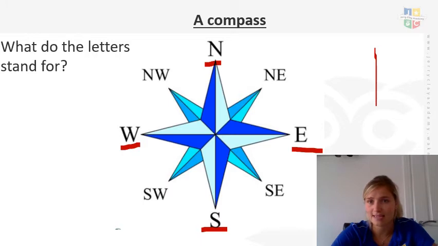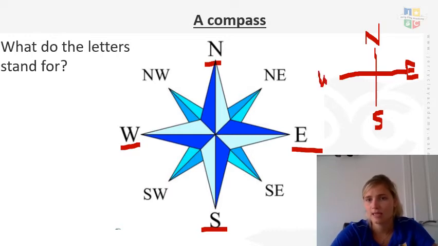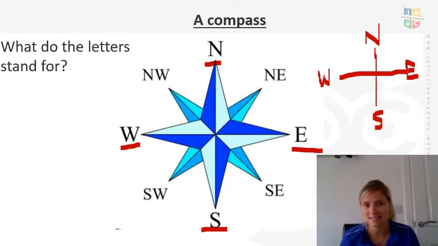So it could be you draw a line down, a line across, and you write N, E, S and W. And you can draw yours out like this. Then what I'd like you to do is say, what do the letters stand for? So you could write it underneath it, you could write it next to it, you can write it wherever, but I want you to think, what do the letters stand for?